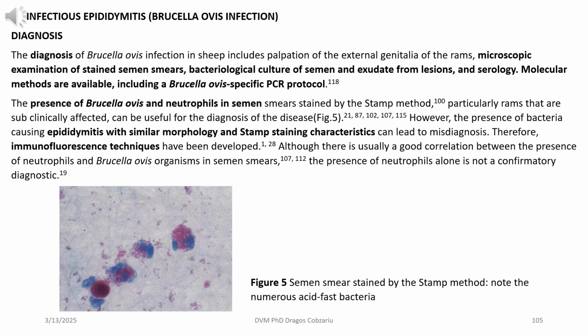Figure 5. However, the presence of bacteria causing epididymitis with similar morphology and stamp staining characteristics can lead to misdiagnosis. Therefore, immunofluorescence techniques have been developed. Although there is usually a good correlation between the presence of neutrophils and Brucella ovis organisms in semen smears, the presence of neutrophils alone is not a confirmatory diagnostic. Figure 5, semen smear stained by the stamp method. Note the numerous acid-fast bacteria.